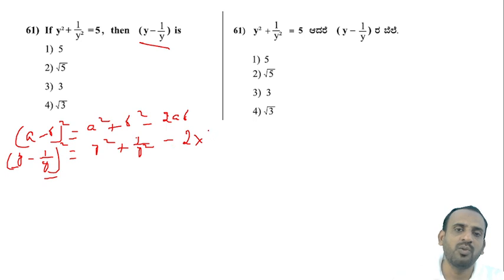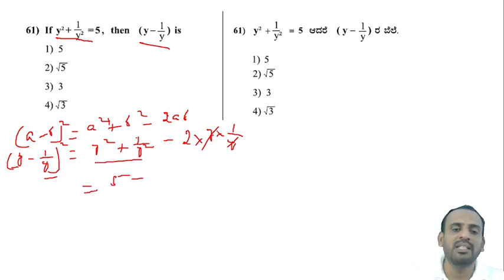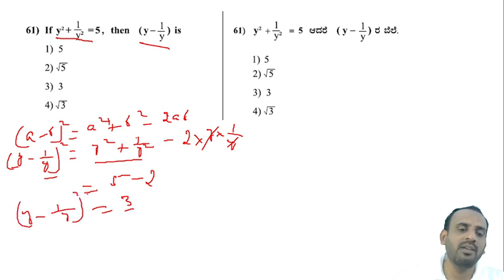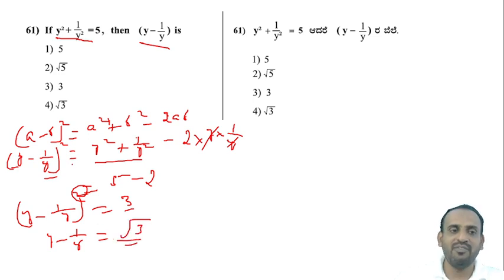y square plus 1 by y square minus 2 into A means y, B means 1 by y. So 2 into y into 1 by y. So this y gets cancelled. Okay. And also it is given y square plus 1 by y square means 5. So y square plus 1 by y square is equal to, we can substitute 5 minus, this has got cancelled. So we have 2, 5 minus 2. So answer is 5 minus 2, 3. So y minus 1 by y whole square is 3. Hold on. We need y minus 1 by y, that's all, not whole square. So this 2, it will come this side, it will become root. So y minus 1 by y will become square root of 3. Therefore option 4, square root of 3 is the right answer.